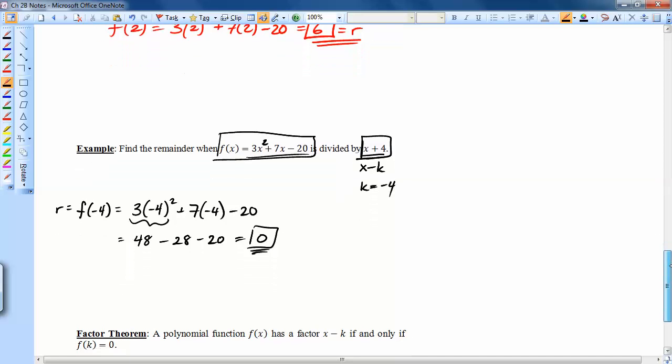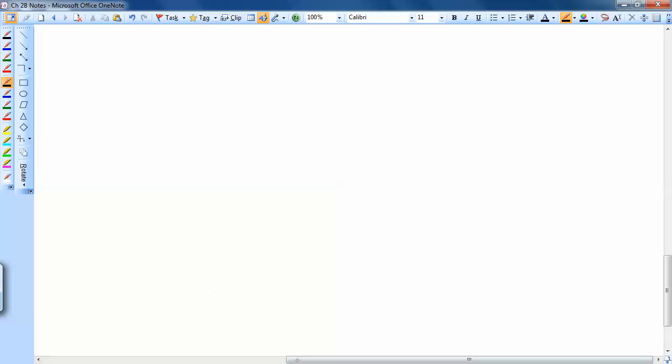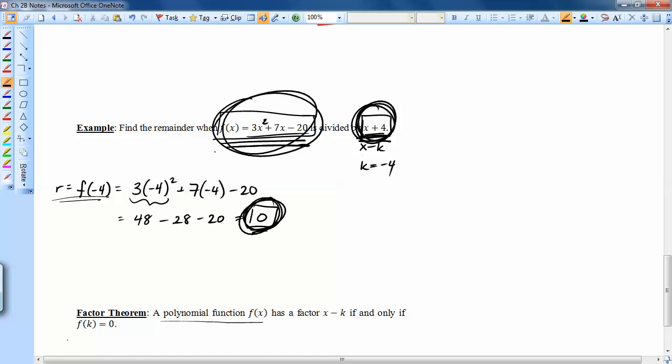So that's actually called the factor theorem. A polynomial function f has a factor x minus k if and only if f of k equals 0. So if I have some function and I divide it by something and I try to figure out what the remainder is, and I get the remainder 0, then I know that this is a factor of that.